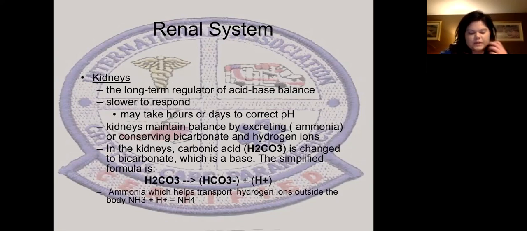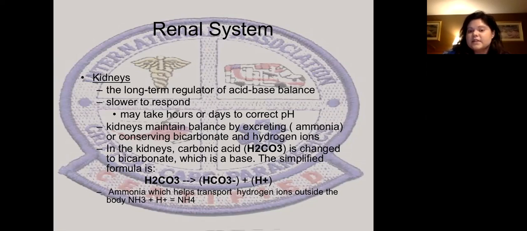So, let's talk about the renal system. So your kidneys, the long-term regulator of acid-base balance, they're a little bit slower to respond. So if you have a change that you notice as far as a metabolic change, then it's taken a while for it to get there. A lot of times we see it respiratory first, it's a little bit quicker. Metabolic's going to take a while. It takes a while to correct as well. So just as it went wrong, it's going to take a while to go back to normal.